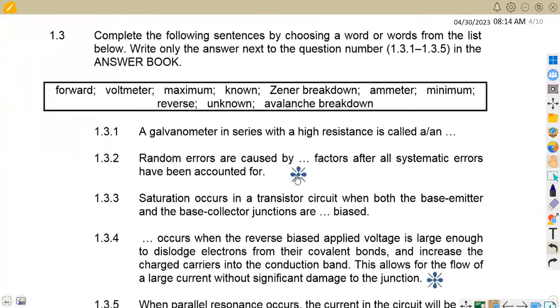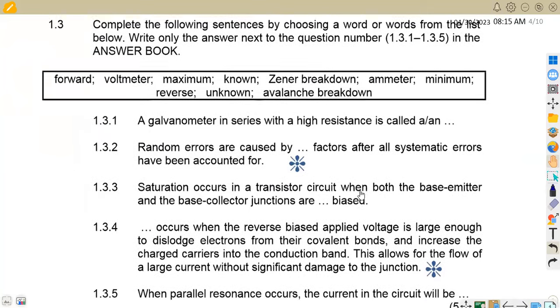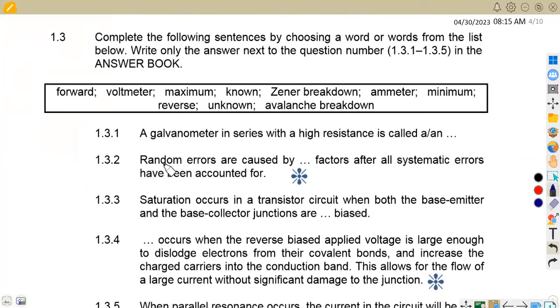You're going to choose from these words to match whatever part that you're given as a sentence on the other part. So you're given on 1.31, a galvanometer in series with a high resistance is called a, what is the name that is given to a galvanometer that is having high resistance? So that's a voltmeter, all right? Which is a voltmeter in this case. Let me just write the answer here. This is what matches 1.31, a voltmeter.